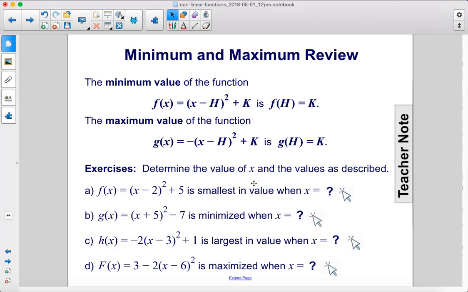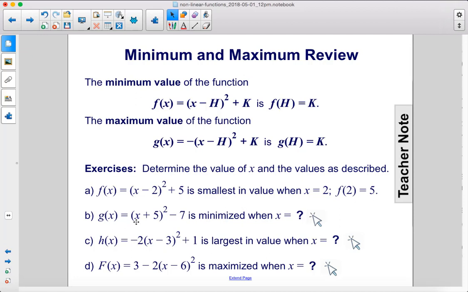Exercises. Determine the value of x and the values as described. f(x) = (x - 2)² + 5 is smallest in value when x equals 2. When x equals 2, you plug 2 in and you'll get 5, which is the k value. So you see f(h) = k.